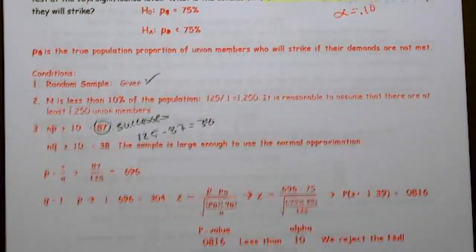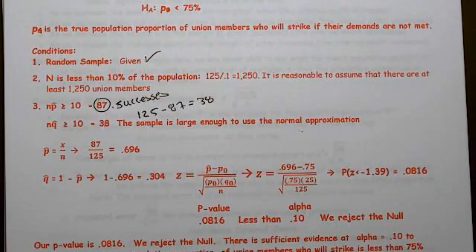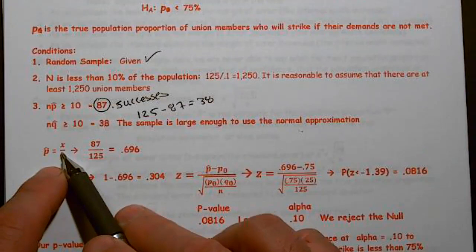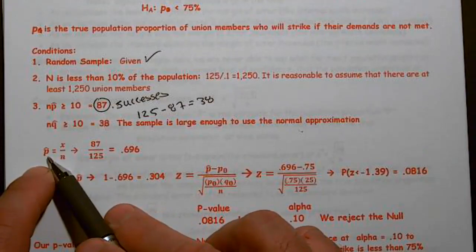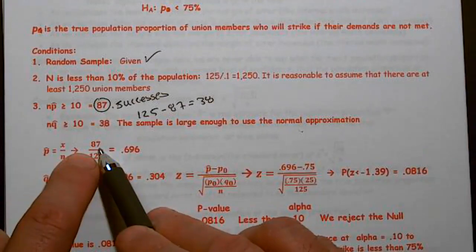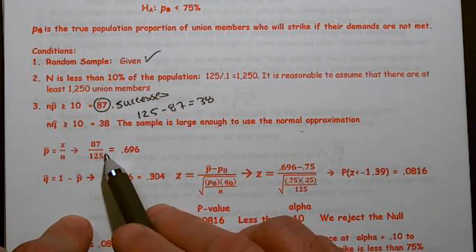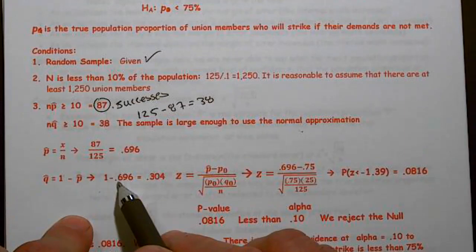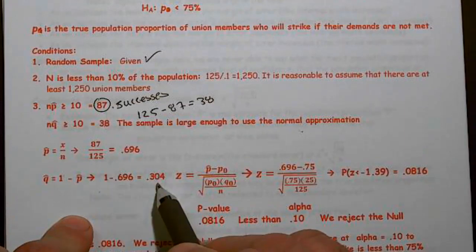Okay, so we're going to go ahead and plug this into the calculator, and actually, let's talk about p hat first off. p hat is the sample proportion. Well, our sample size was 125, and the number of successes was 87. Well, if that's p hat, then q hat would be 1 minus that, which is 0.304.